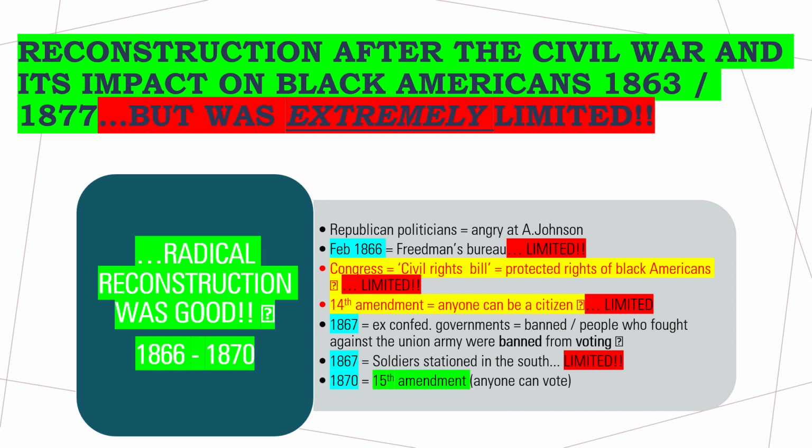In February 1866, the Freedmen's Bureau was reintroduced, but it was limited, and we'll see later in the next slide. Congress passed the Civil Rights Bill, and this protected rights of Black Americans.